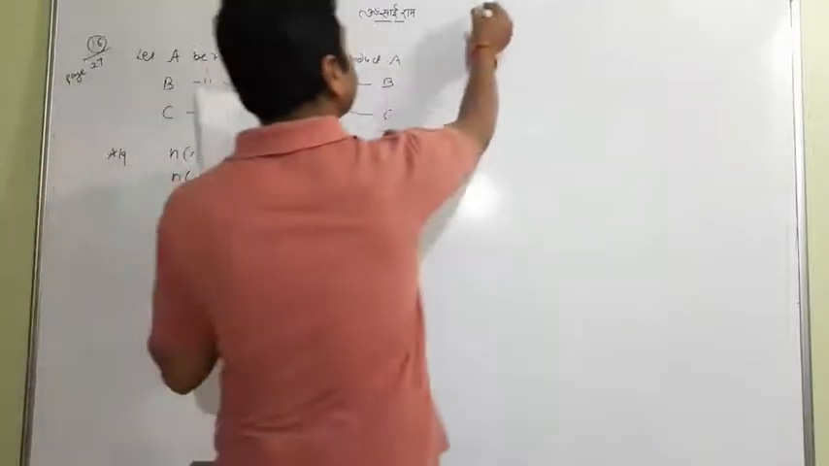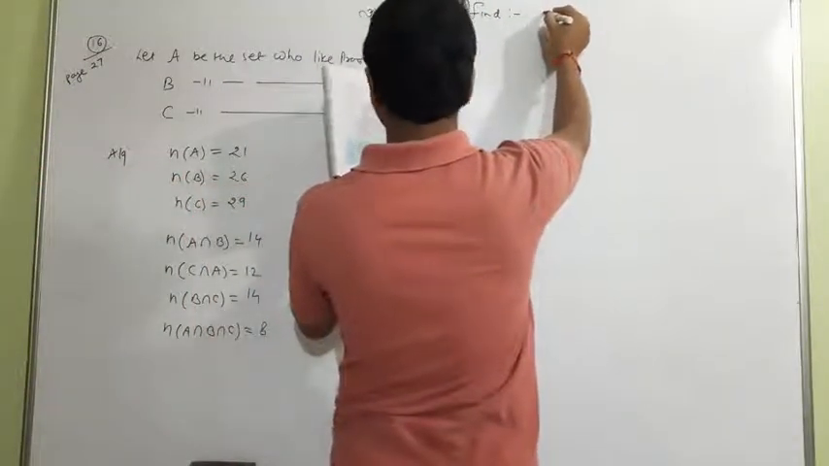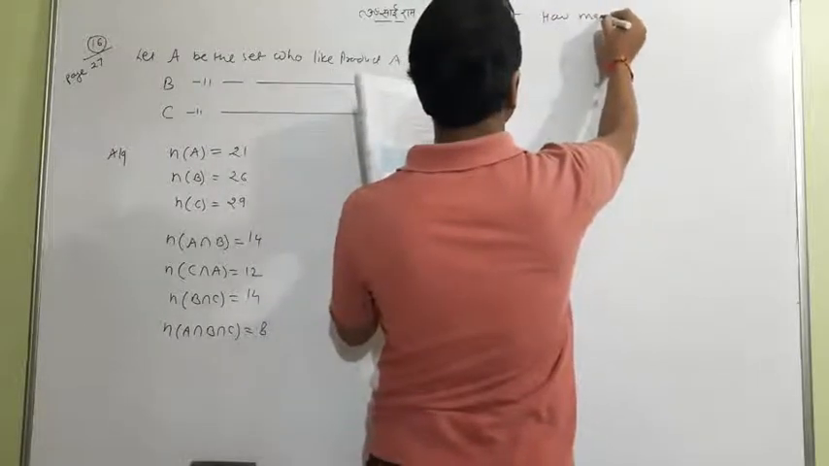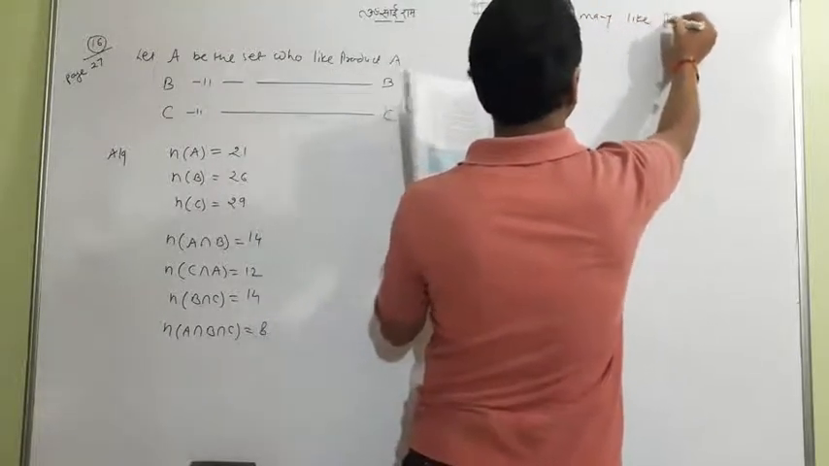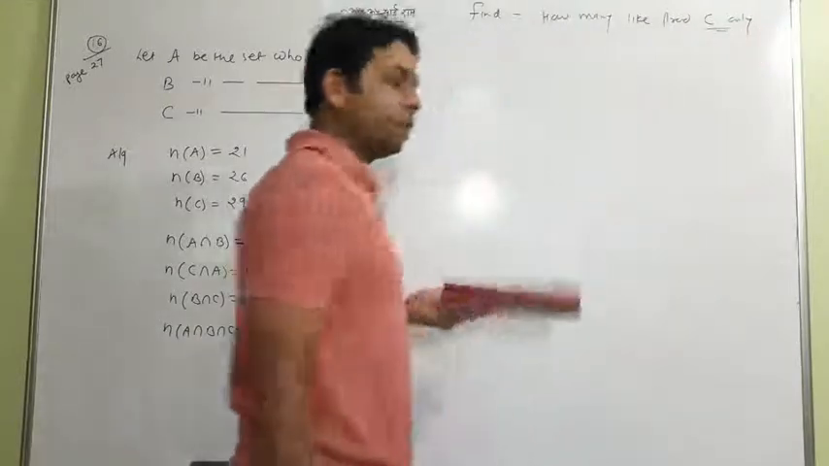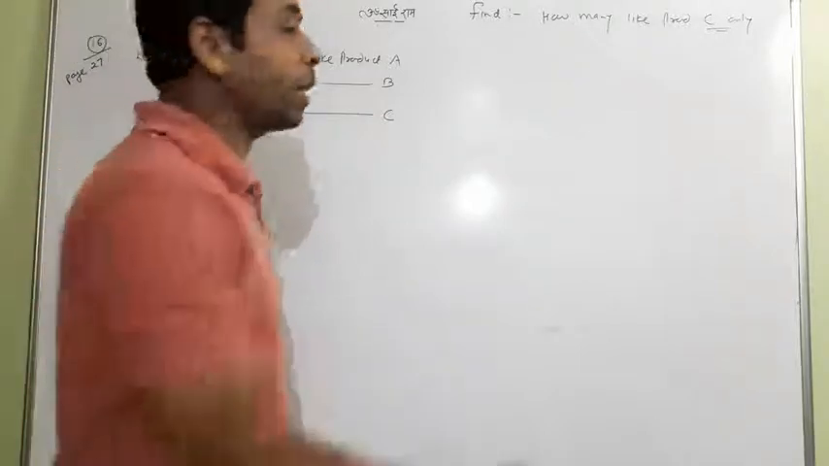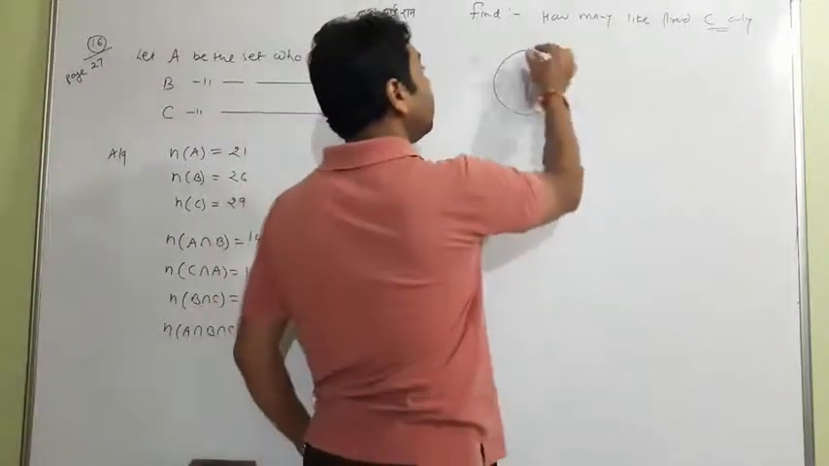Find the number of how many like product C only. It's a very important sentence. We just have to find product C only. By the picture you can understand what it is asking for.